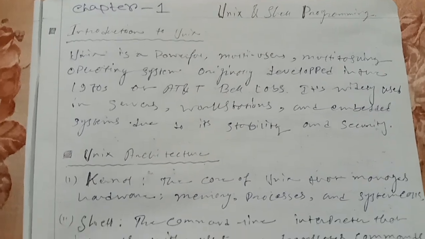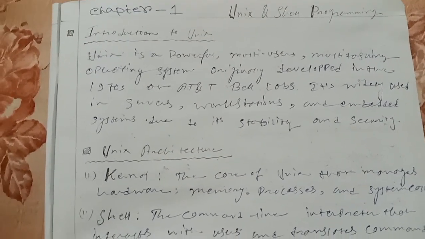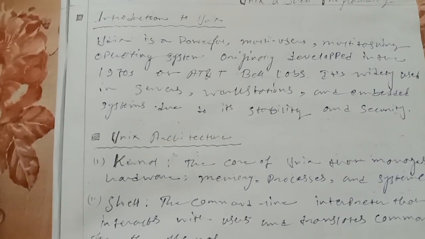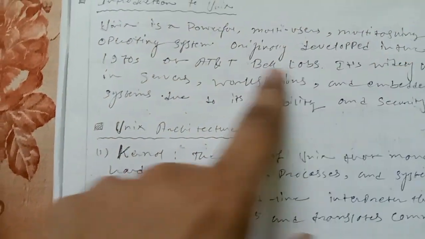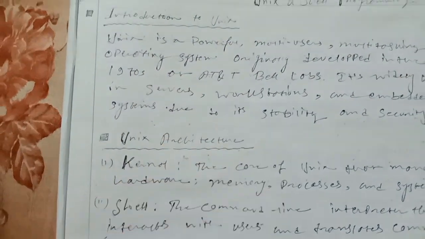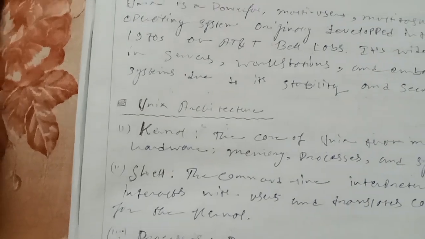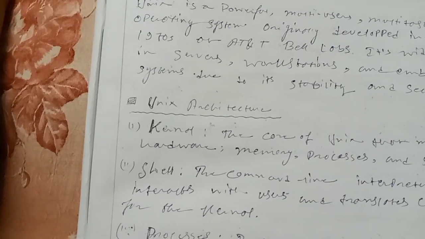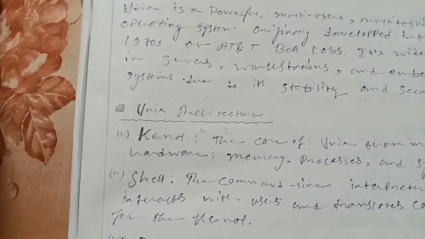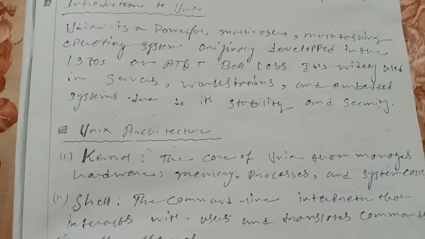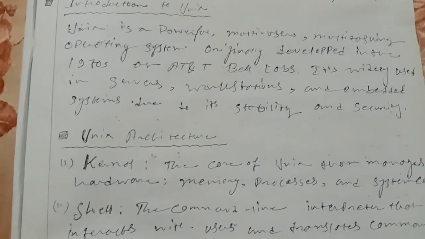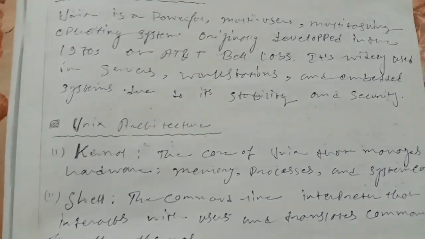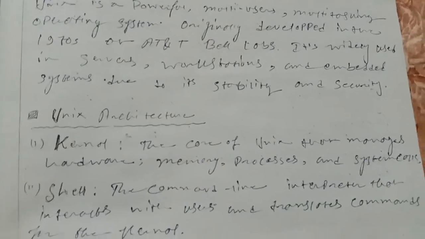At first, this is the first chapter. This is the introduction to Unix. Unix is a powerful multi-user, multitasking operating system originally developed in the 1970s at AT&T Bell Labs. It is widely used in servers, workstations, and embedded systems due to stability and security. So, as I said, Unix is widely used, and it is popular due to its stability and security.